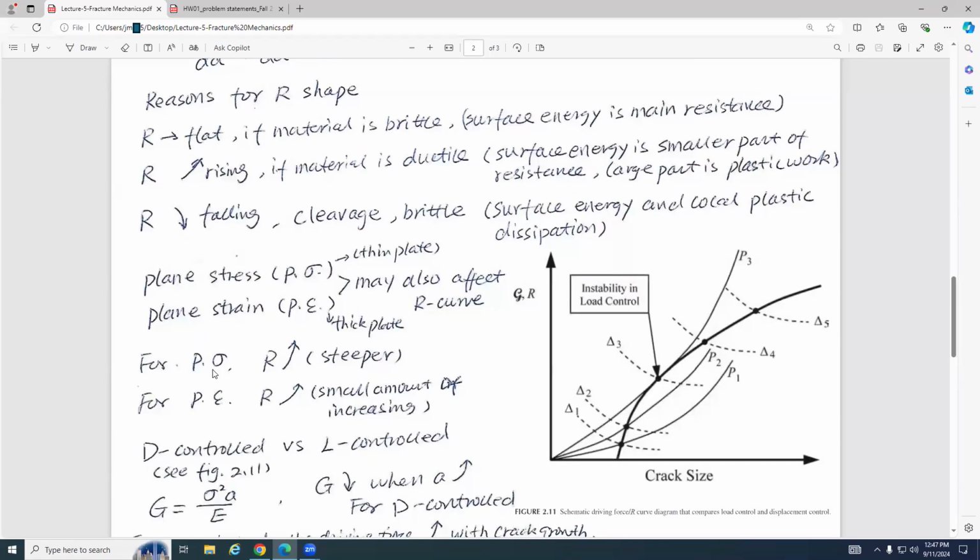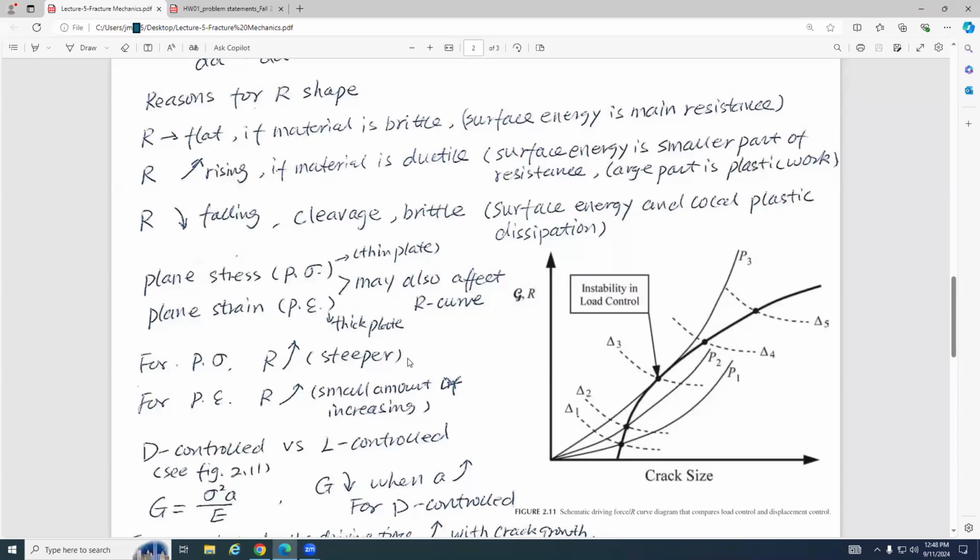Questions so far? No question. We talk about plane stress and plane strain, and you guys know what plane stress and plane strain are, right? Plane stress means that the plate is thin. Plane strain means that the plate is thick. So being plane stress or plane strain can also affect the R curve.